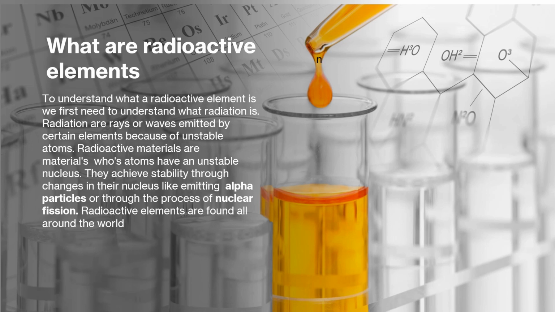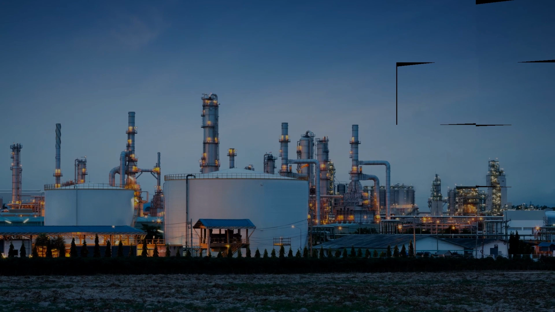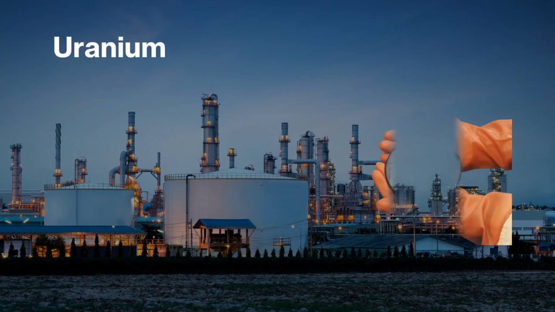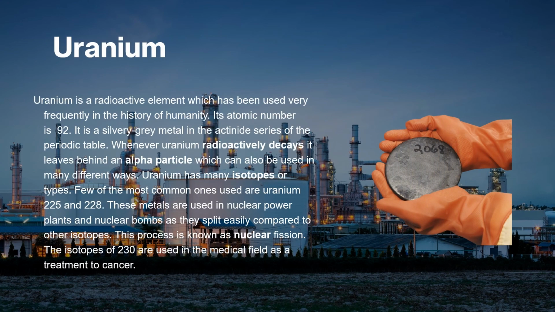Radioactive elements are found all around the world. Uranium. Uranium is a radioactive element which has been used very frequently in the history of humanity, mainly after World War I and II. Its atomic number is 92. It is a silvery gray metal in the actinide series of the periodic table. Whenever uranium radioactively decays, it leaves behind an alpha particle which can also be used in many different ways.